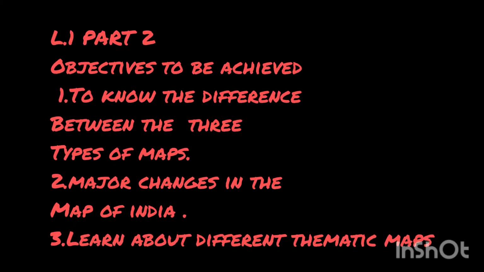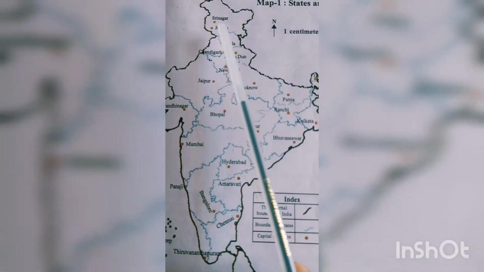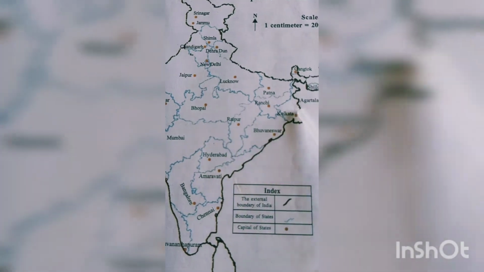So today I'm going to take lesson 1 part 2. Objectives to be achieved: to know the difference between the three types of maps, major changes in the political map of India, and learn about different thematic maps. Now students, on page 3 you have already seen this map. This is the political map of India.